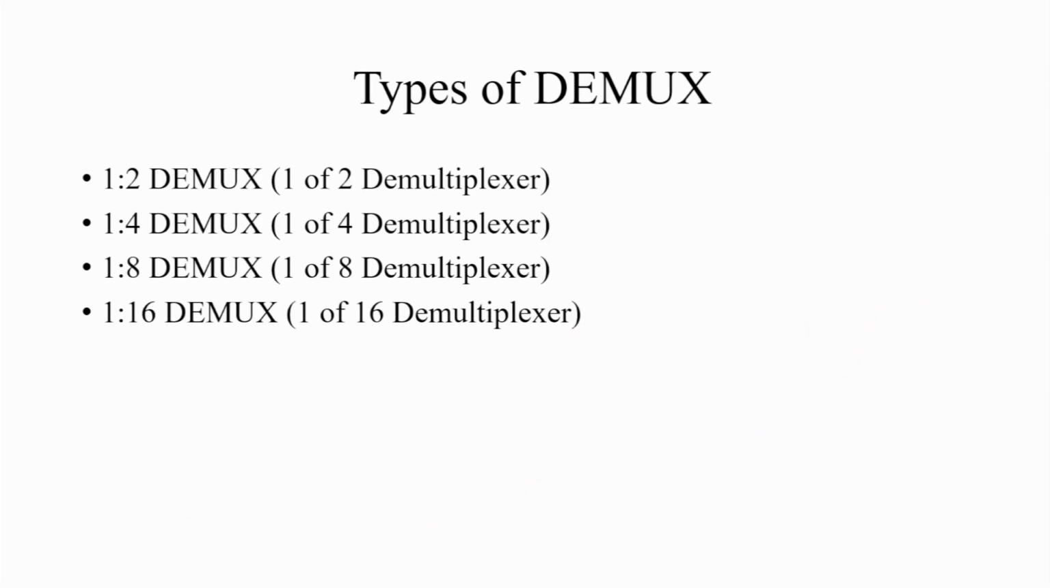There are different types of demultiplexers, like the 1 of 2 demux, also called a 1 cross 2 demux. Similarly, 1 of 4 demultiplexer, 1 of 8 demultiplexer, and 1 of 16, which means only one input line and 16 output lines. Similarly, a 1 of 64 demultiplexer has 1 input line, 64 output lines, and only 6 selection lines.